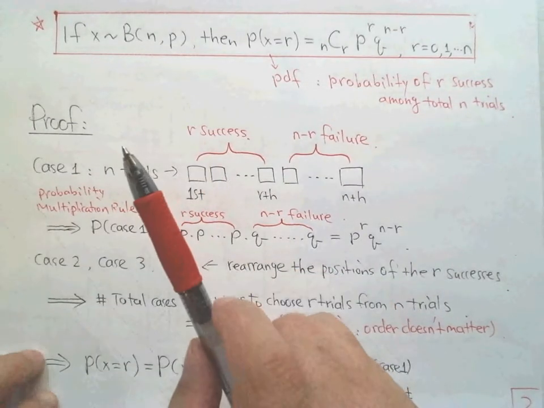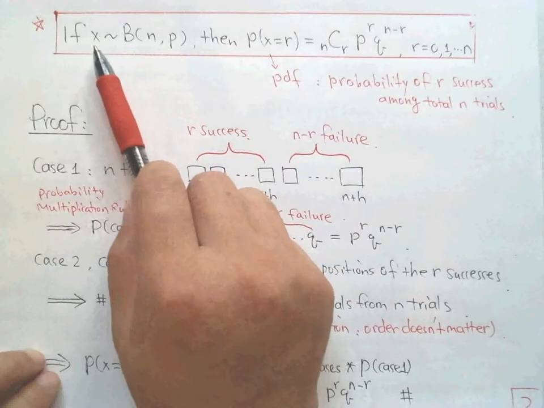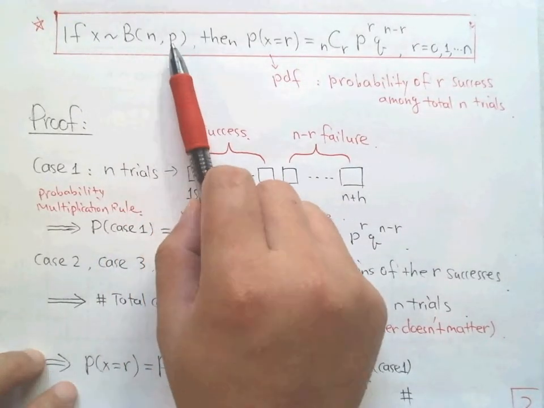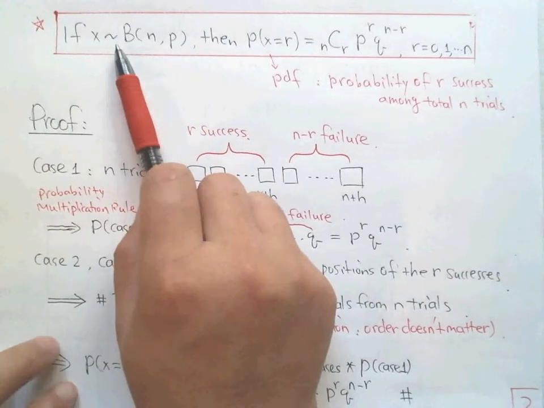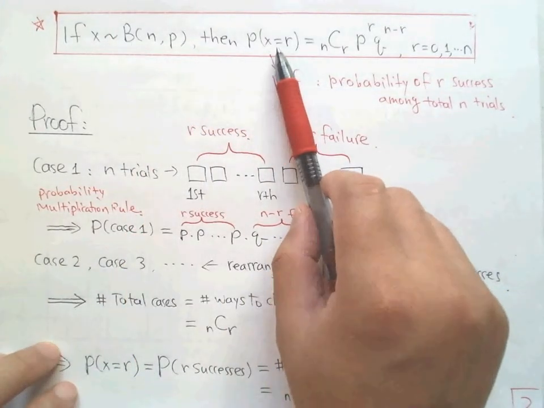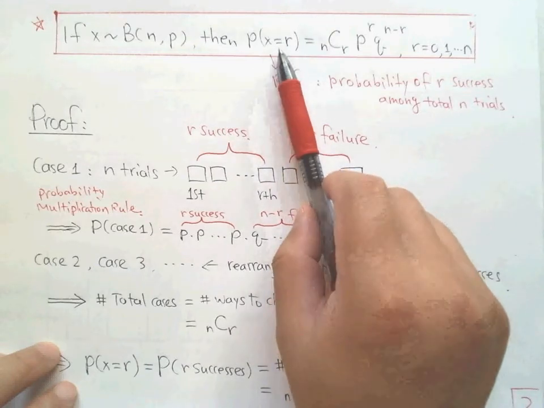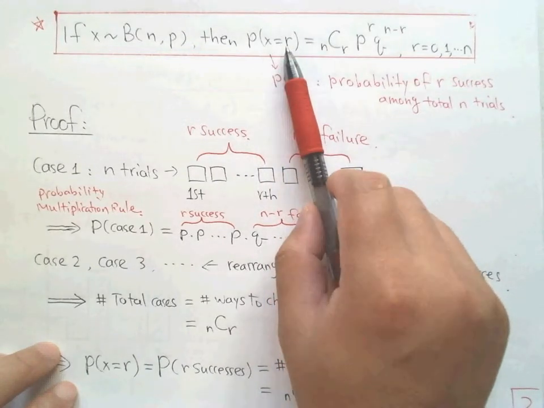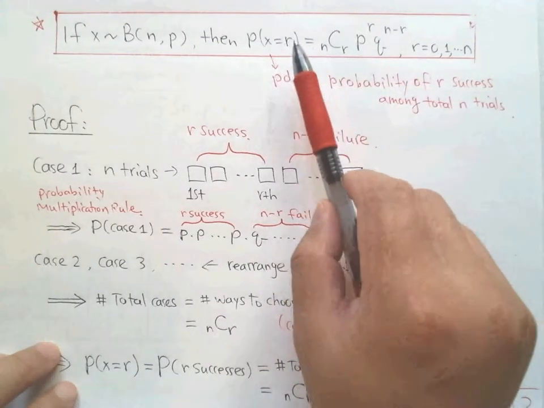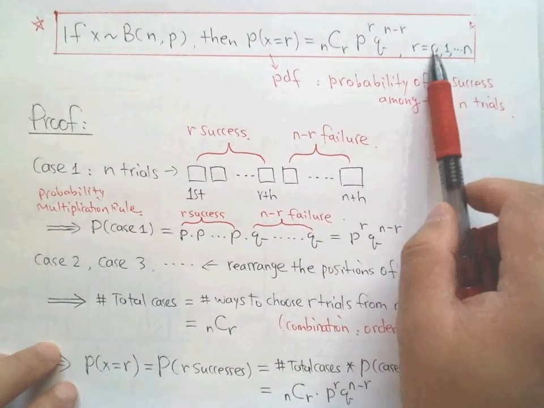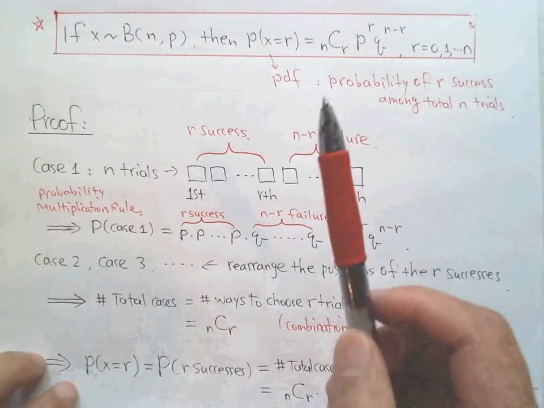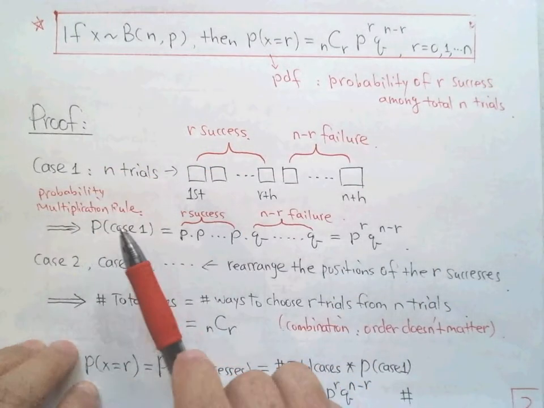How do you prove it? If x is the number of successes among n trials, and the success probability is p, this means x is a binomial distribution. We just define it. Then what is the PDF? What is the probability of getting R successes among n trials? We just show you this. And of course R is 0, 1, up to the maximum of n successes. How to prove this? We do a few steps. I will go much faster.